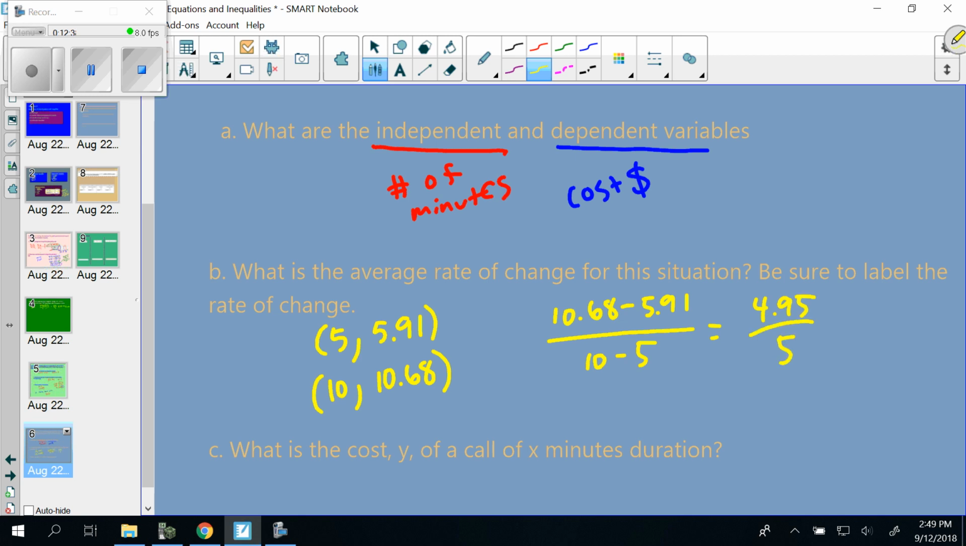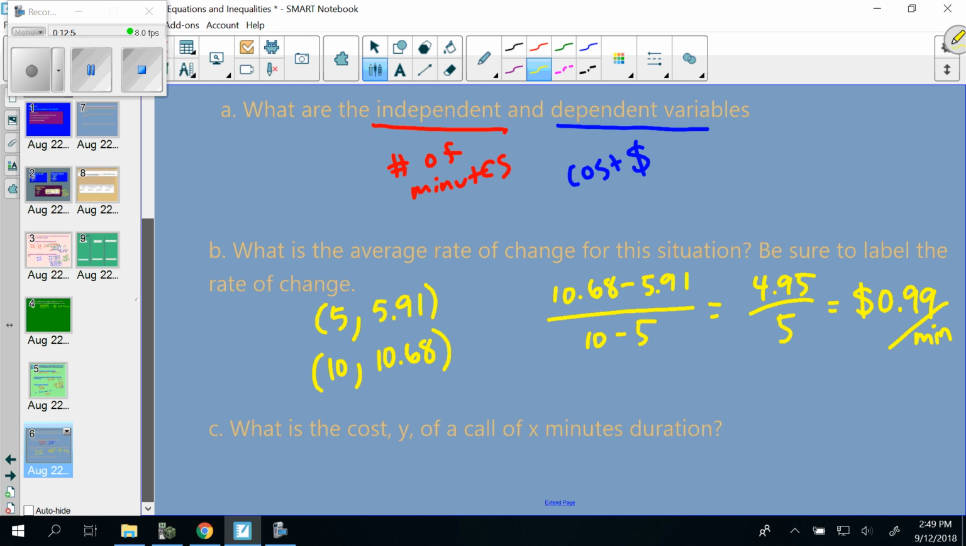4.95 over 5, which is the same as 99 cents per minute on this one. So that's the average rate of change, 99 cents per minute.